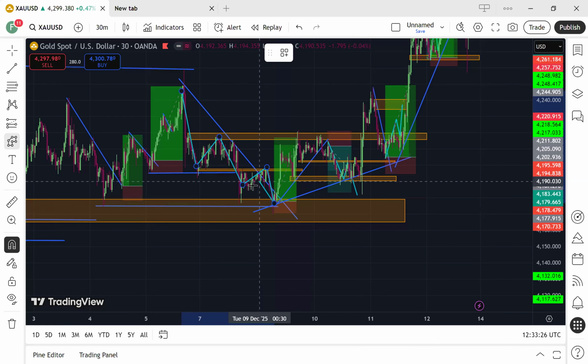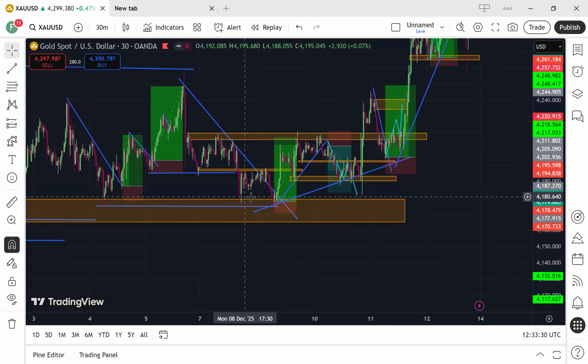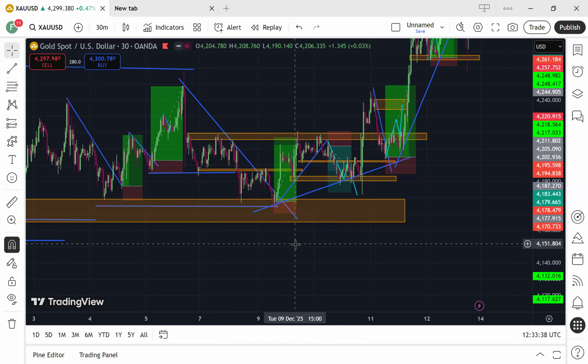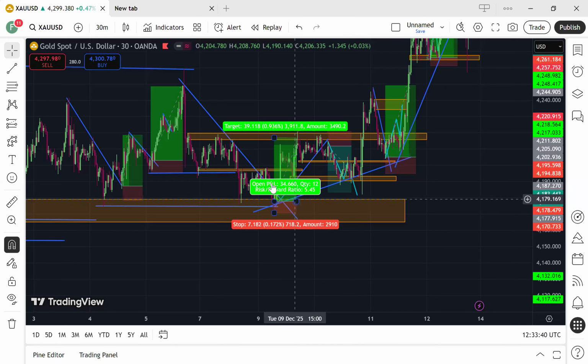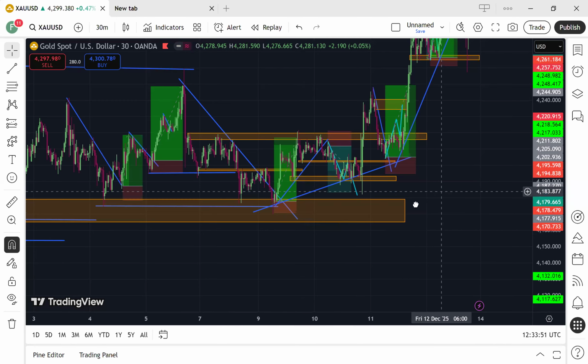Then we got a break. So the third rule is to wait for a momentum candle break. A momentum candle must break your line. What is a momentum candle? All these big candles. This is a momentum candle. The candle that breaks your trend line must be a momentum candle. It must be a strong big candle. I hope you understand that.